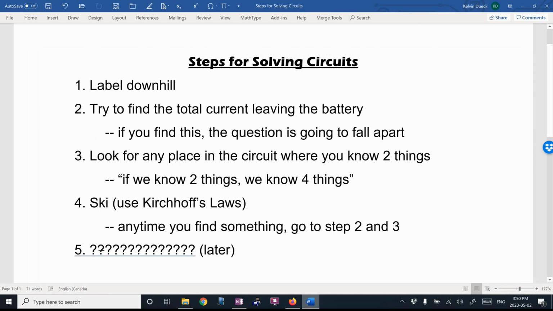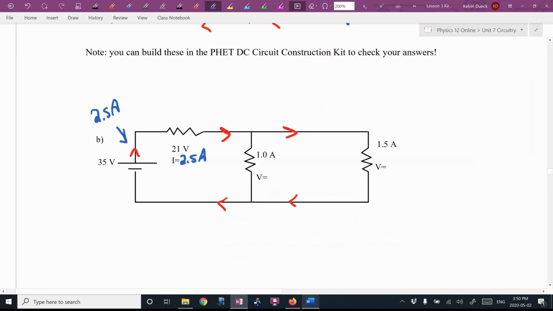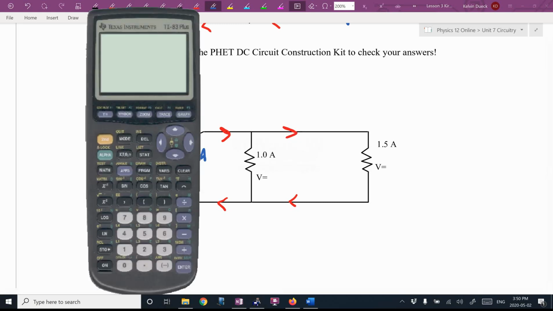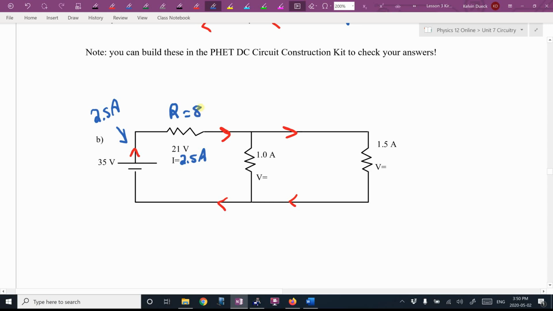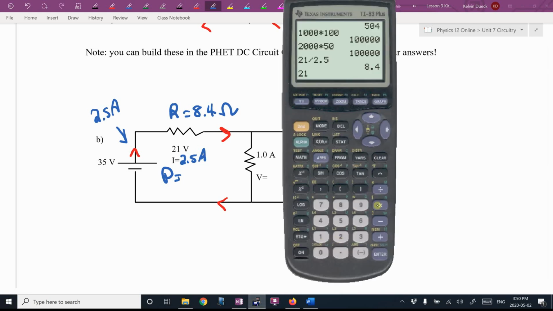Step three: look for anywhere where we know two things. Knock, knock. Who's there? I know two things. Then I know four things there. So the voltage is 21 volts. Resistance is V over I, so it's 21 divided by 2.5. And then the power is V times I, 21 times 2.5, which is 42 plus 10.5, so 52.5 watts.